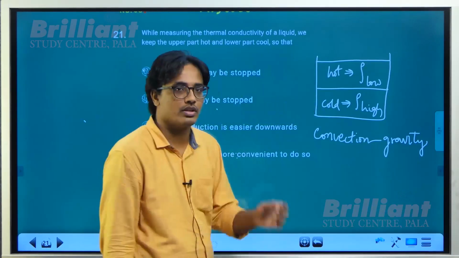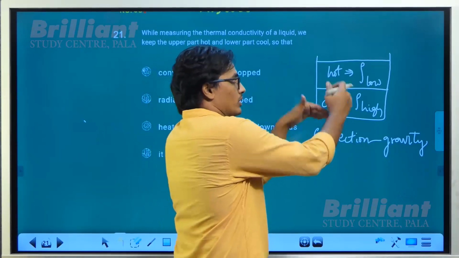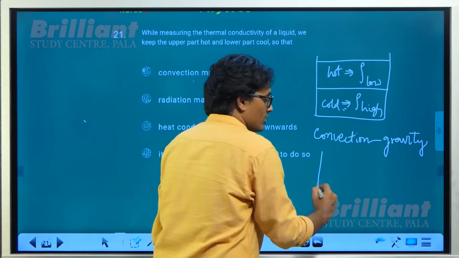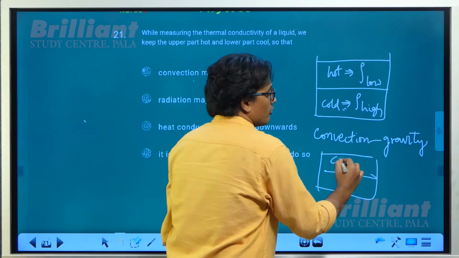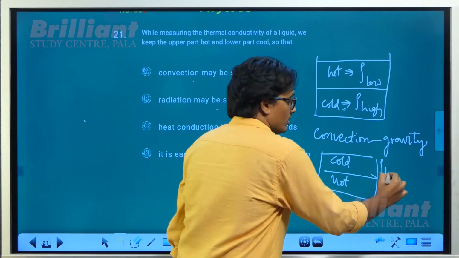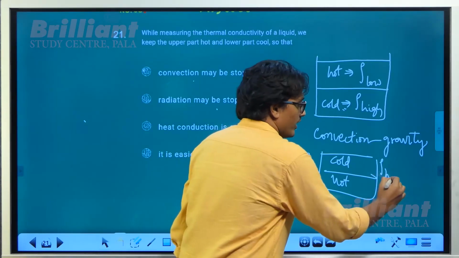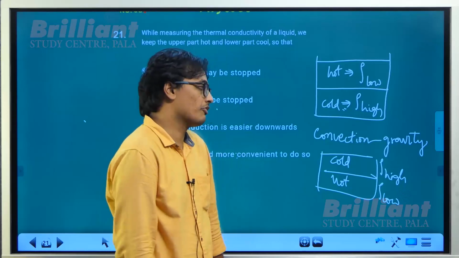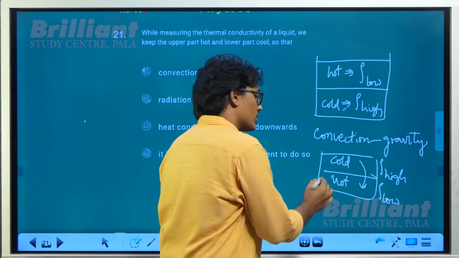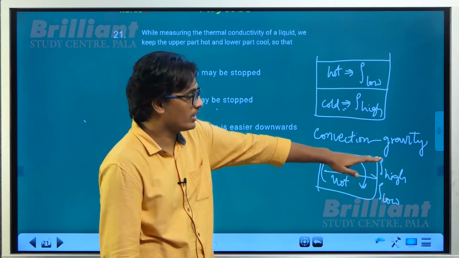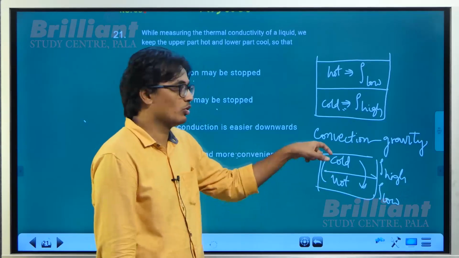Convection is because of gravity. Suppose the cold liquid was above and the hot liquid is below, so you have high density at the top and low density at the bottom. Because of gravity, this cold liquid goes downwards and hot liquid goes upwards. Because of gravity, the heavier body comes down and the lighter body goes up.